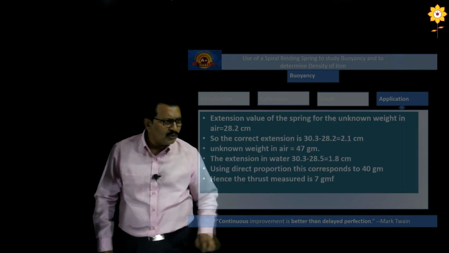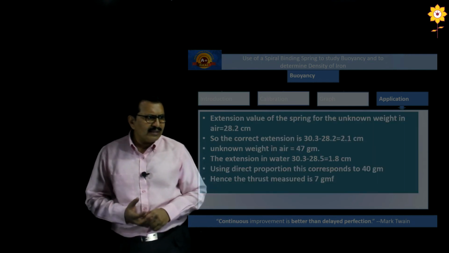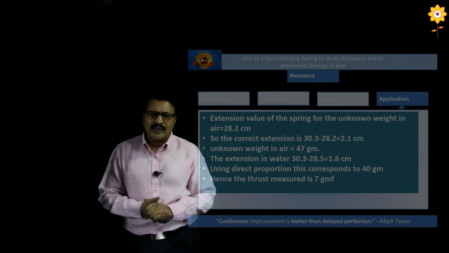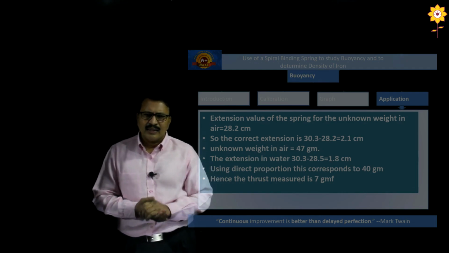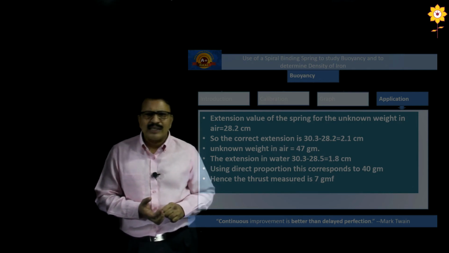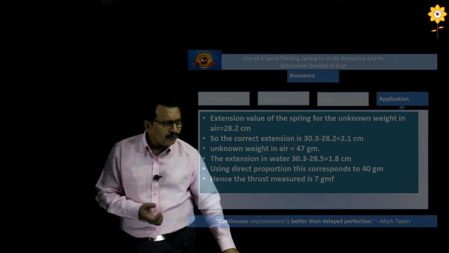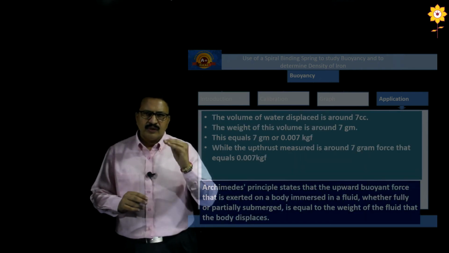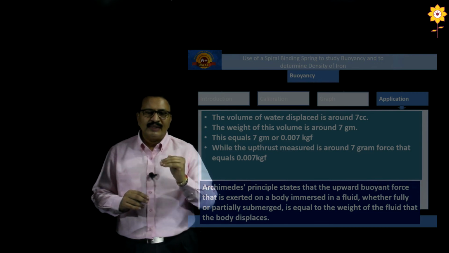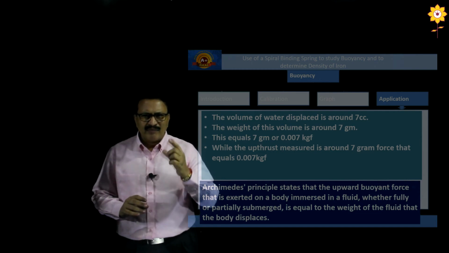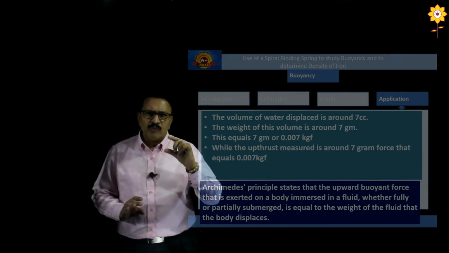So now we go to the next one. The thrust that we are measuring will be the difference between the weight in air and the weight in water, which turns out to be 7 gram force. The volume that we measured was, the level rose to 30 cc, and that minus the initial level comes out to around 7 cc or so, or a little bit more than that.